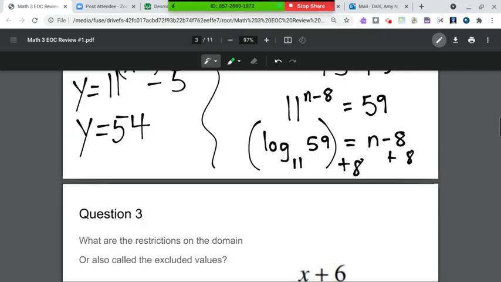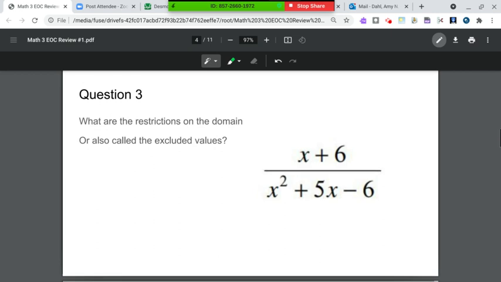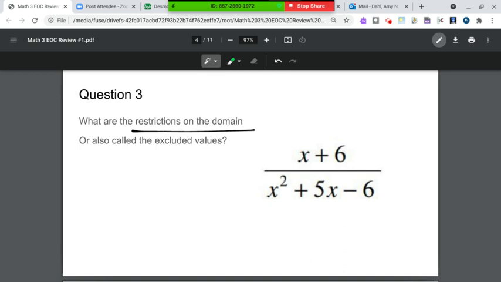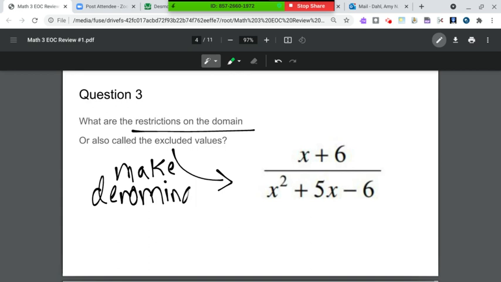All right. Okay, number 3. Number 3 asks for the restrictions on the domain. The restrictions on the domain are your excluded values. These are the values that make the denominator, spell right, denominator 0. Okay? So you need to factor the denominator.